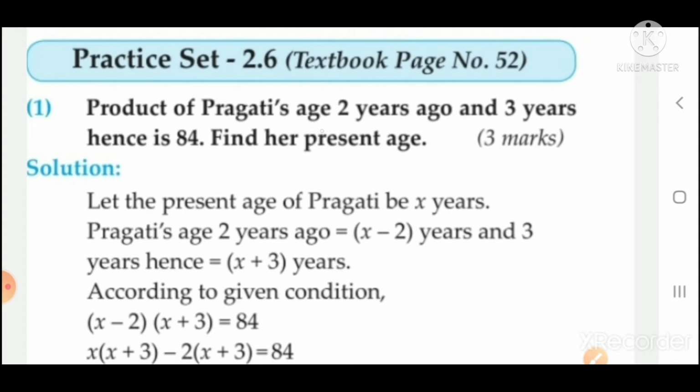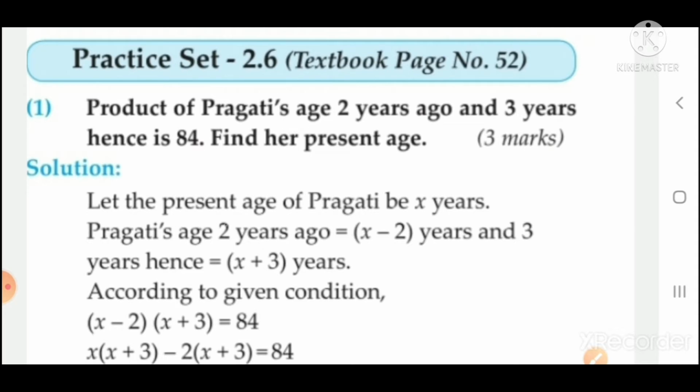The product of Pragati's age 2 years ago, means 2 years before, and 3 years hence, means after 3 years, is 84. Find her present age. What is the age of Pragati? देखिए, ये question से आपको इतना तो समझ में आया है कि you have to find the present age of Pragati. So what you have to find out, that you have to write first.